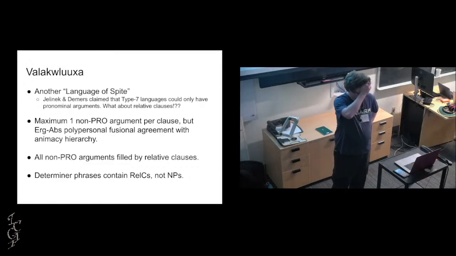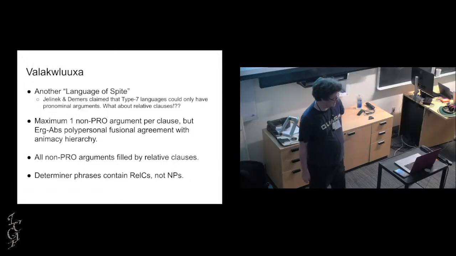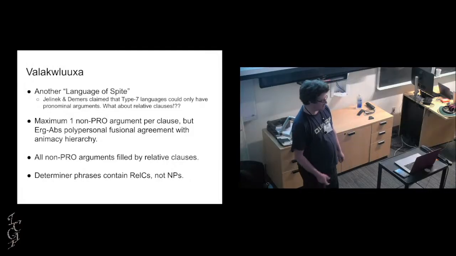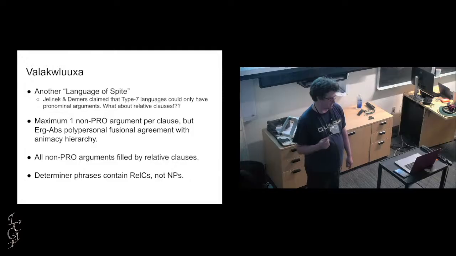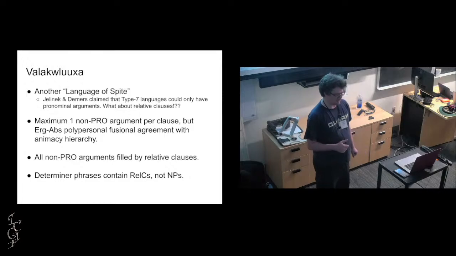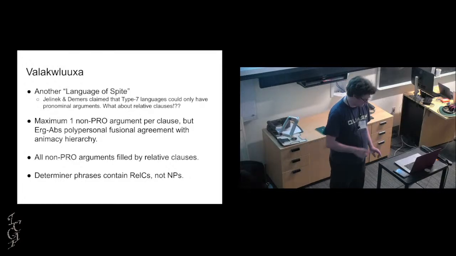There are several things in Valaklusha that are not required just to meet that engineering design requirement. So it does some other crazy stuff that makes things a little more complicated. Like, you can only have a maximum of one non-pronominal argument in a clause. So if you need to say something like, Bob kicked Joe, and then got arrested, you can't do that monoclausally. But it turns out not to actually be all that bad.